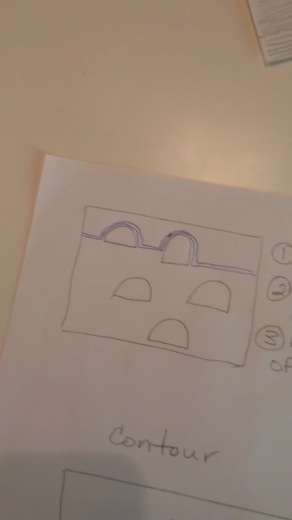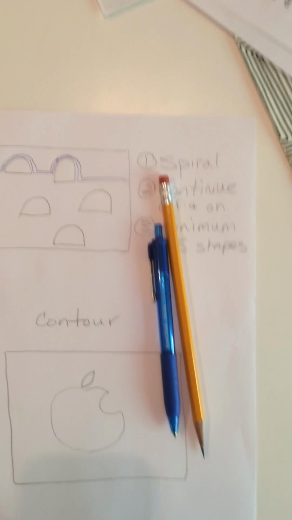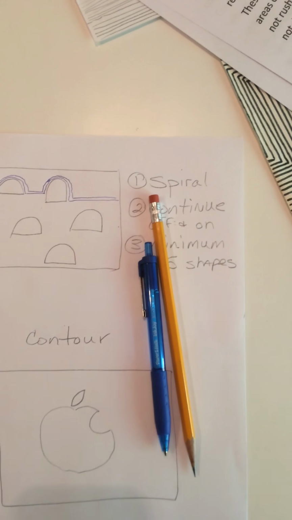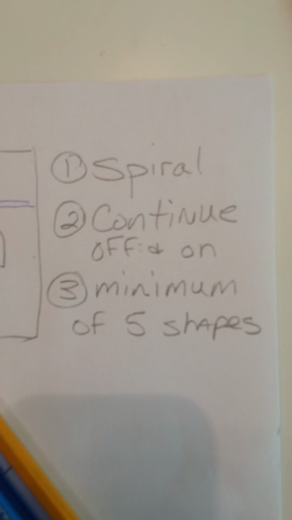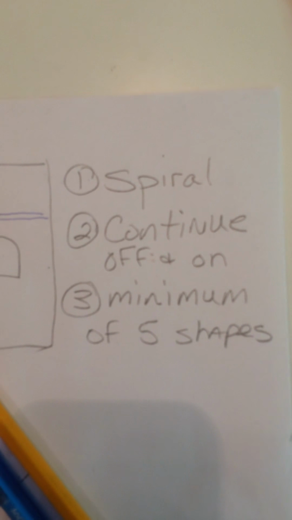The directions inside talk about using a pencil to lightly sketch in the shapes that you're going to use, and then two different design ideas, the spiral and the continue off and on. So let me demonstrate how those work.